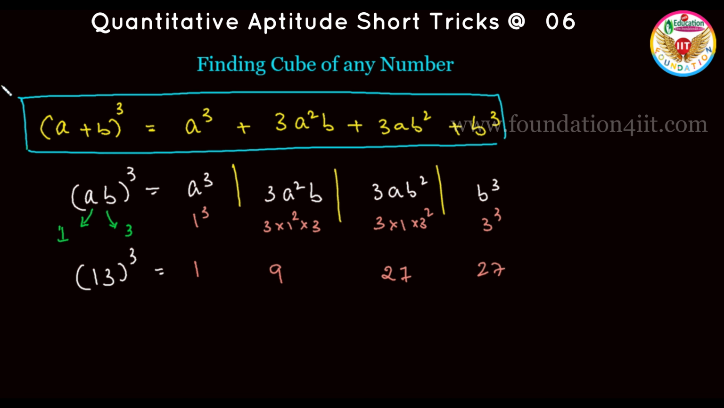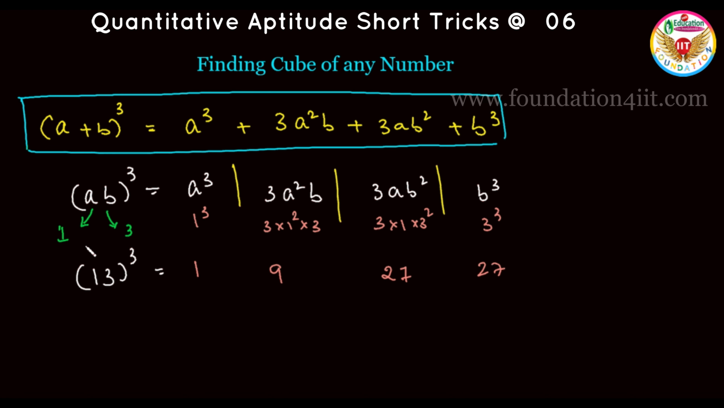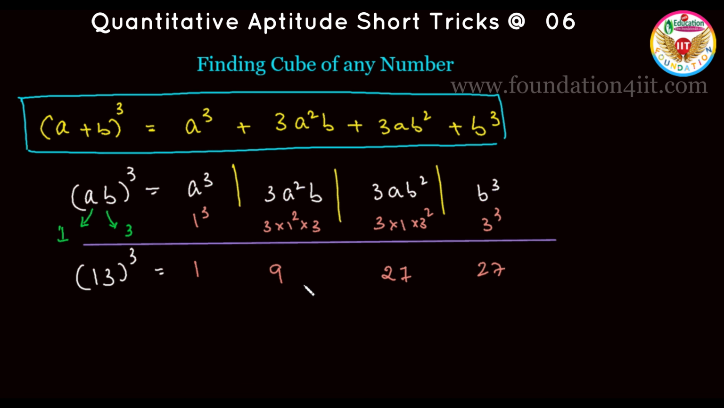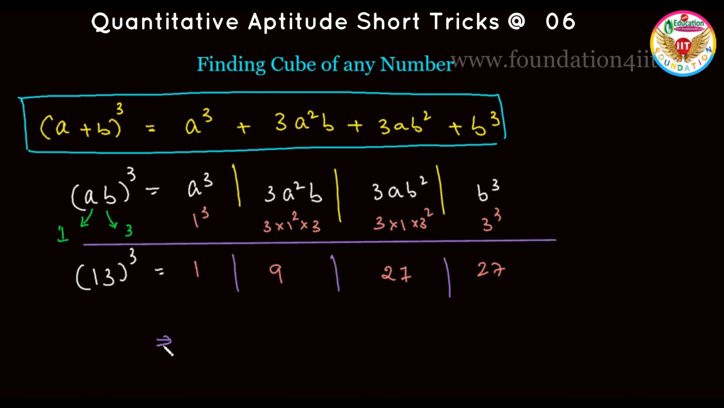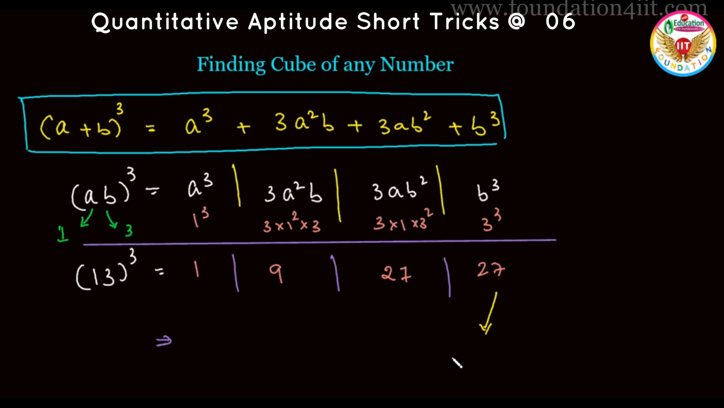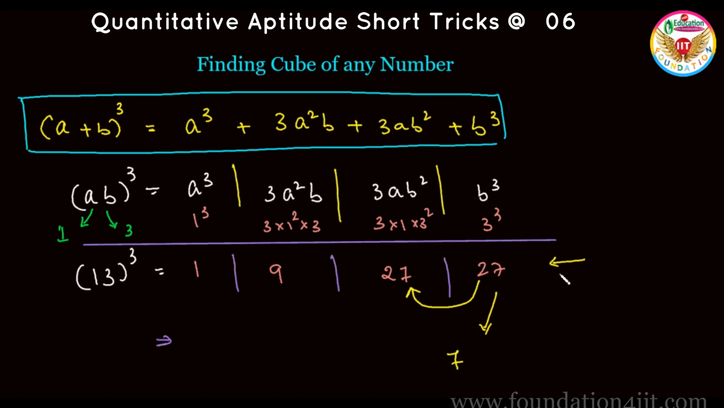So this is the first step. Now this is the main step: 1, 9, 27, 27. From this you can find the final answer. Nothing else is done; you only apply the addition to find the final answer. You start from the units place. Always the tens place must be added to the previous number, so you have to start from the right.